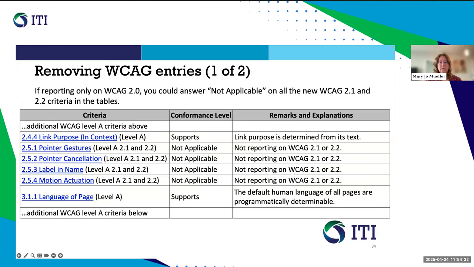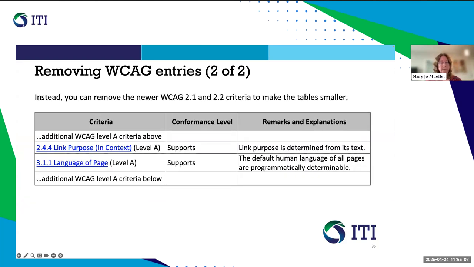So what if you were using the WCAG edition VPAT, but you only plan to report on WCAG 2.0? You can handle this in one of two ways. The first way is to put not applicable in the conformance level column for each criteria marked with 2.2 only or with 2.1 and 2.2. In this example, it shows 2.5.1 pointer gestures through 2.5.4 motion actuation that all have not applicable notated in the conformance level with a comment of not reporting on WCAG 2.1 or 2.2. So that's one way to handle it.